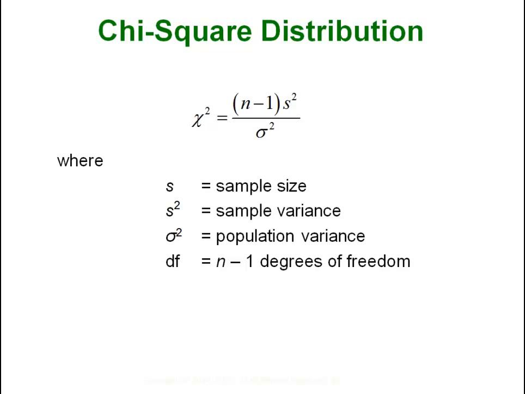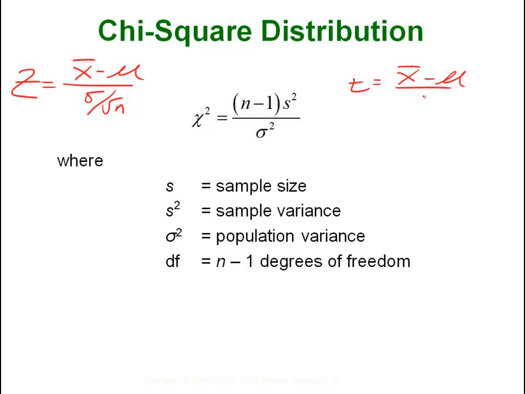Here is the formula for our chi-square. This is like when we were doing our z's and t's. There was our z, and our t was relatively the same thing, except we didn't know the standard deviation of the population. Now we're doing this for a chi-square, and just like our t distribution, we have degrees of freedom, and it's still n minus 1.